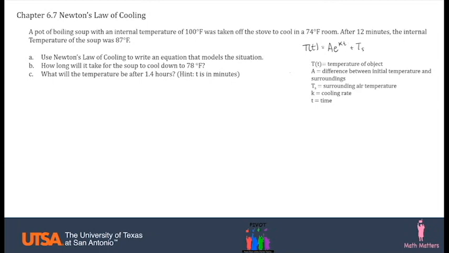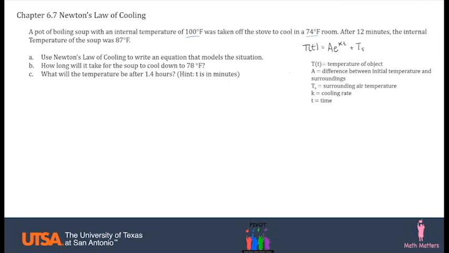Our general formula is going to be given to us over here, and that is T of t equals A times e to the kt plus T sub s. And we have what these variables stand for as well. T of t is our dependent variable, the temperature of the object that changes with time. Then A is the difference between the initial temperature, which in this case is 100, and the surroundings. It says here that the room was 74 degrees. Then T sub s is the surrounding air temperature, again 74 degrees. Then k is the cooling rate, and t is the time.